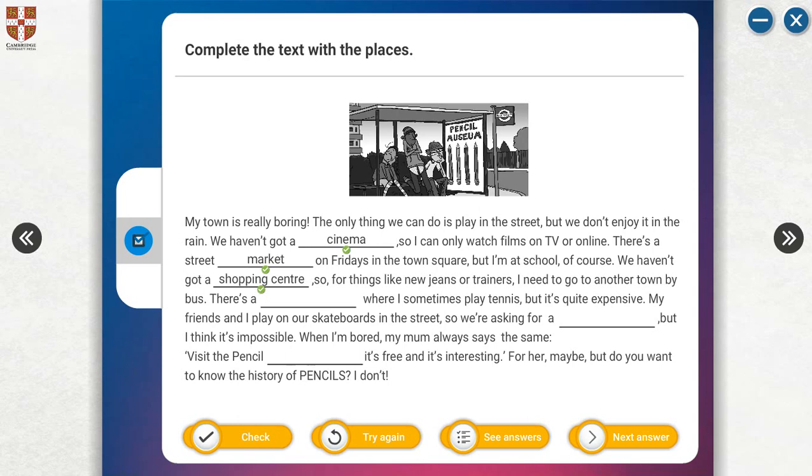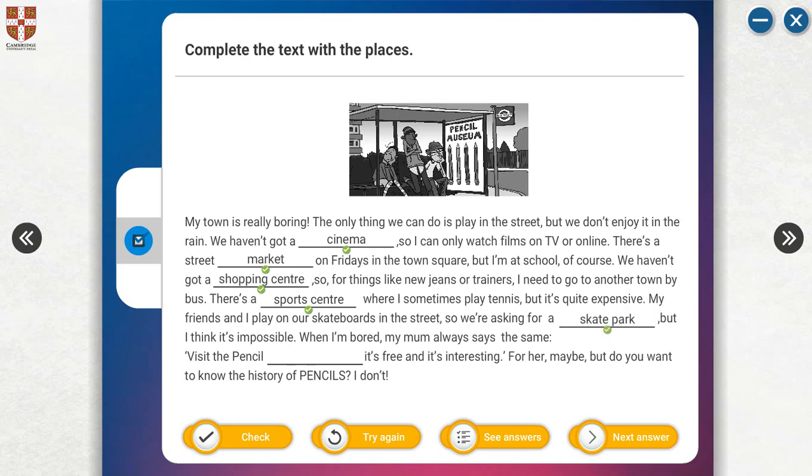I need to go to another town by bus. There is a blank where I sometimes play tennis. I sometimes play tennis, so we should say sports center. But it is quite expensive. My friends and I play on our skateboards in the streets. So we are asking for a skateboard. Look at skateboard. This is our tip about the blank. So we are asking for a skate park.